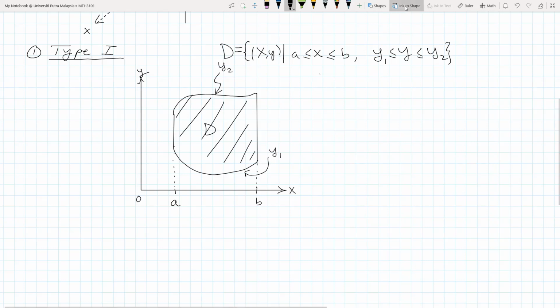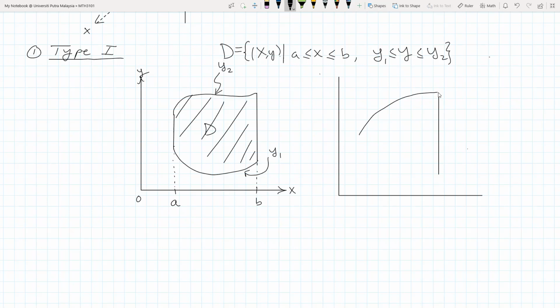One more is also possible, let's say I have another one. On the right side there is a constant line, but Y is still bounded by a function. Let's say this is also Y2, maybe different from this one. This is Y1, and this is D. But X is bounded by A and B.